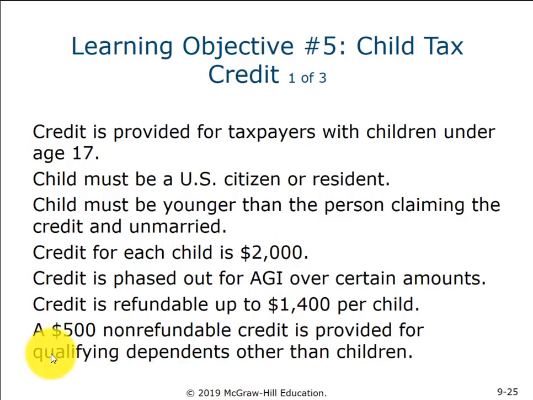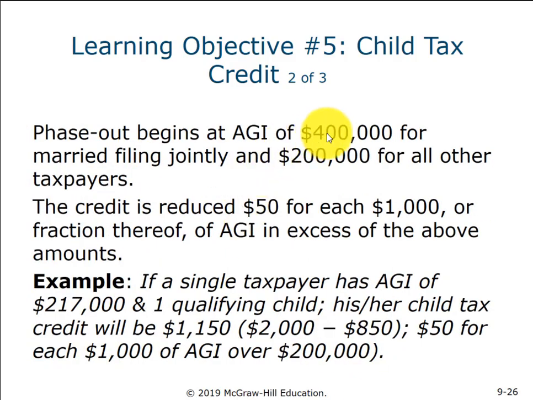situation. And then you also have a $500 non-refundable credit, kind of separate but related. It is still considered the child tax credit, for qualifying dependents other than children. So the children who get over 17 can still be the $500. All right. Phase out is at pretty high AGI compared to our other ones we've come across so far. Phase out starts at 400,000, 200,000 for everybody else.